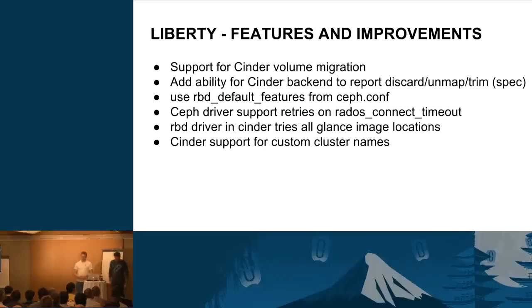There are also some other features and improvements in OpenStack and Liberty. One of the biggest ones was support for volume migration. I'll talk a little bit more about that in a moment. There are several other smaller things. One is being able to report whether we support discard or trim requests, which is what file systems or block devices send down to RBD or SSDs to say that they're not using this space anymore and the underlying storage can get rid of it. This isn't actually supported in Nova entirely yet, so it's not quite ready for use, but it's on its way.